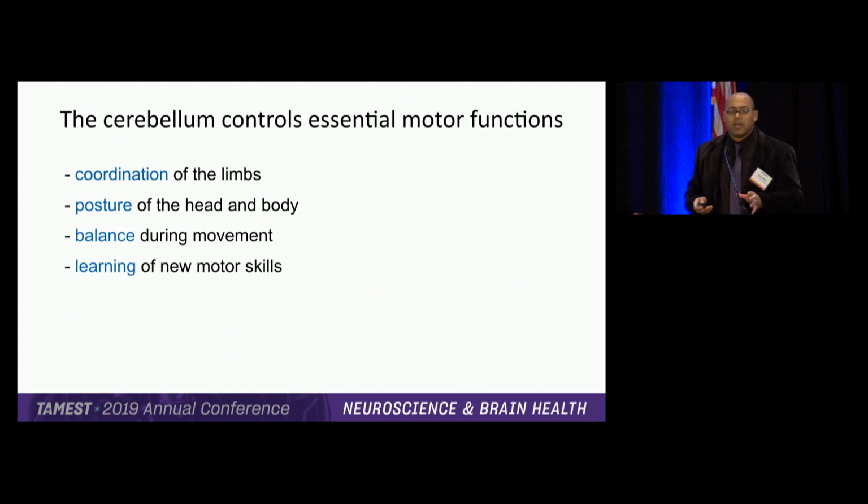Why do we study the cerebellum? One, it's a very tractable system in terms of its cell types. We know a lot about its anatomy. But in terms of what it actually does, it is visually tractable as well. It is responsible for many different aspects of movement, from coordination of the limbs to posture, balance, and learning.